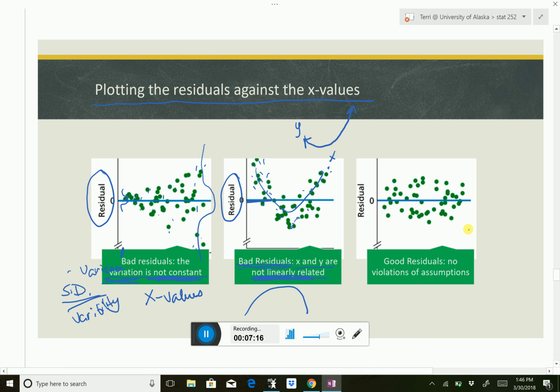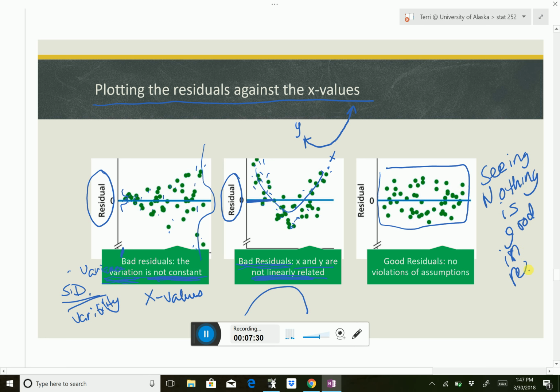Now we look at this one. What do you see? I hope you say nothing, because that's what you should see. See nothing. Seeing nothing is good in residual plots. So here's my x and here's my residuals. Nothing there. Okay, so that's a really, really important factor that we have to do, that I will be testing you on.